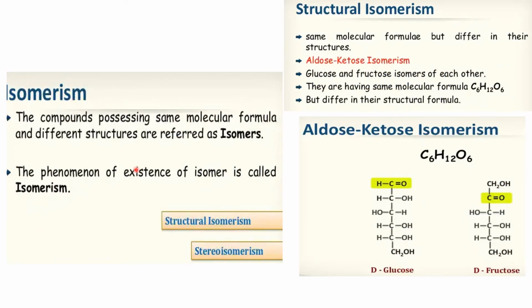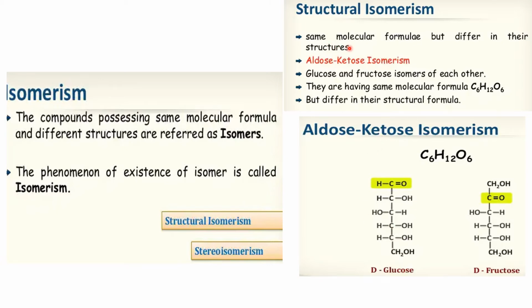Now we are moving to isomerism. So what is isomerism? Isomerism means compounds possessing the same molecular formula but differing in their structures. Compounds that differ in structure are called isomers, and the phenomenon we call isomerism. Two types of isomerism are there. One is structural, another one is stereoisomerism. Structural isomerism is what we are going to see here.